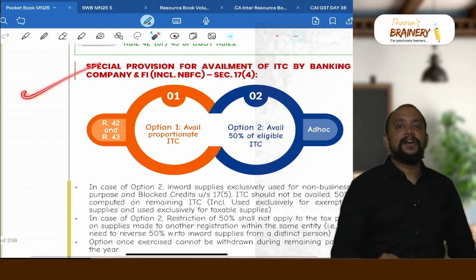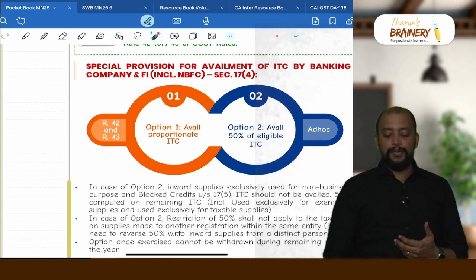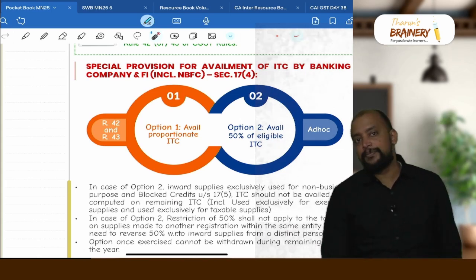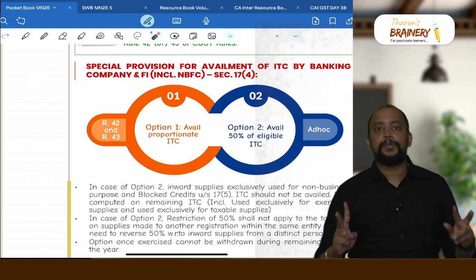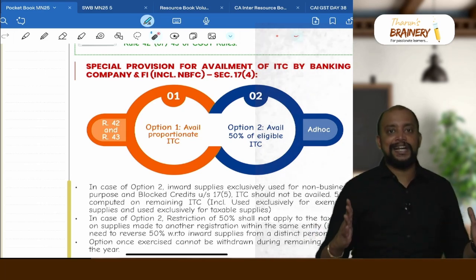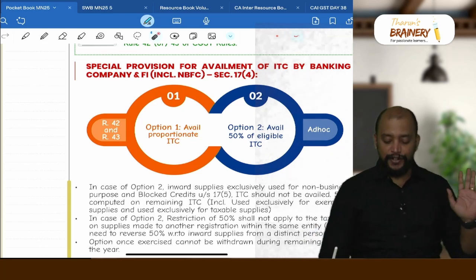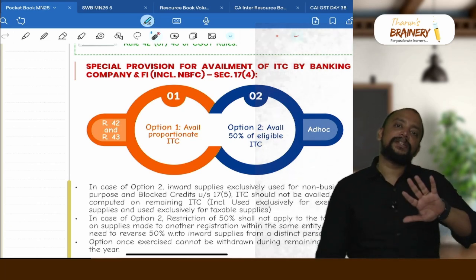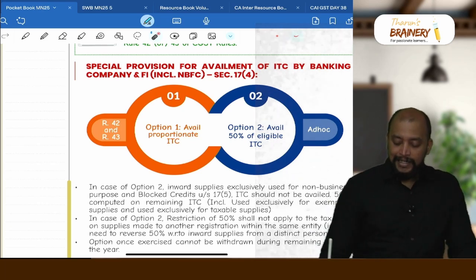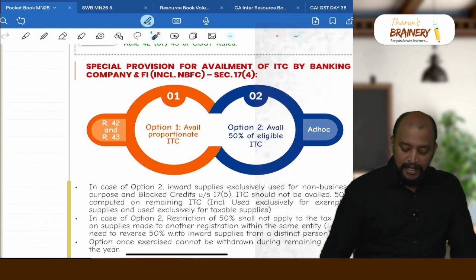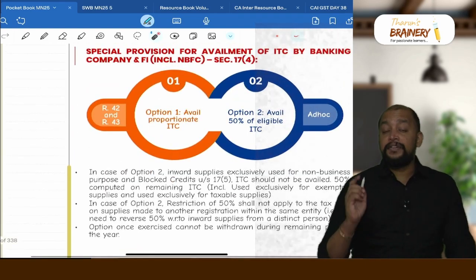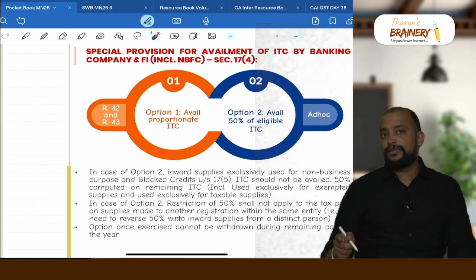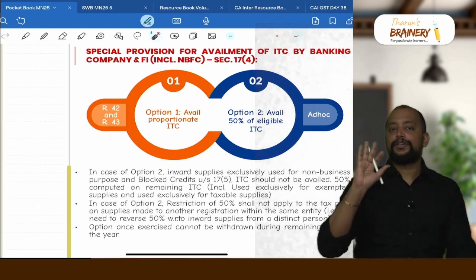Then next we have 17 subsection 4, that is special provision for availment of ITC by a banking company, financial institution or NBFC. So they have two options. Option 1, they need to do the proportionate ITC method as per Rule 42, Rule 43. Whereas option 2, ad hoc ITC method, that is 50% of the ITC they can take. Now in case of option 2, inward supply exclusively used for exempted, and inward supply exclusive for taxable, is also treated as common, means 50% only we will take.